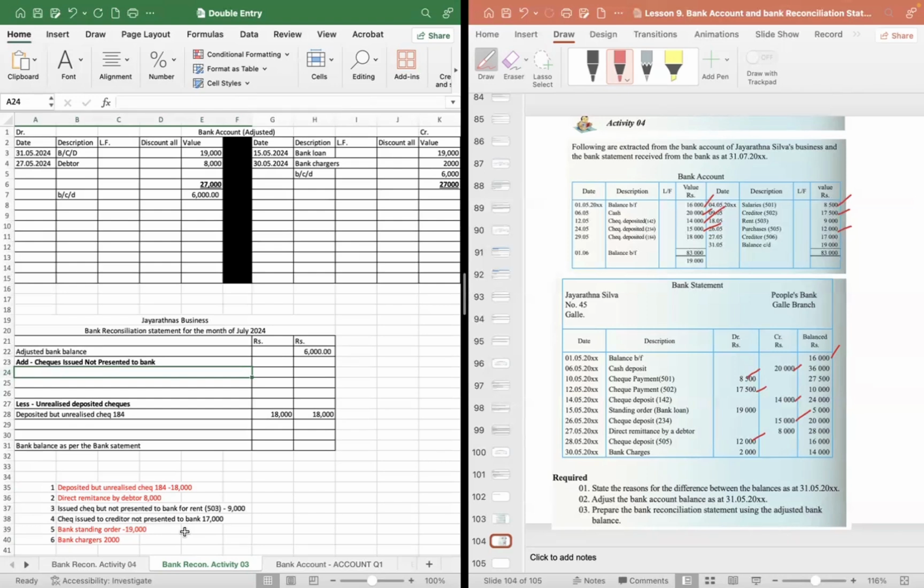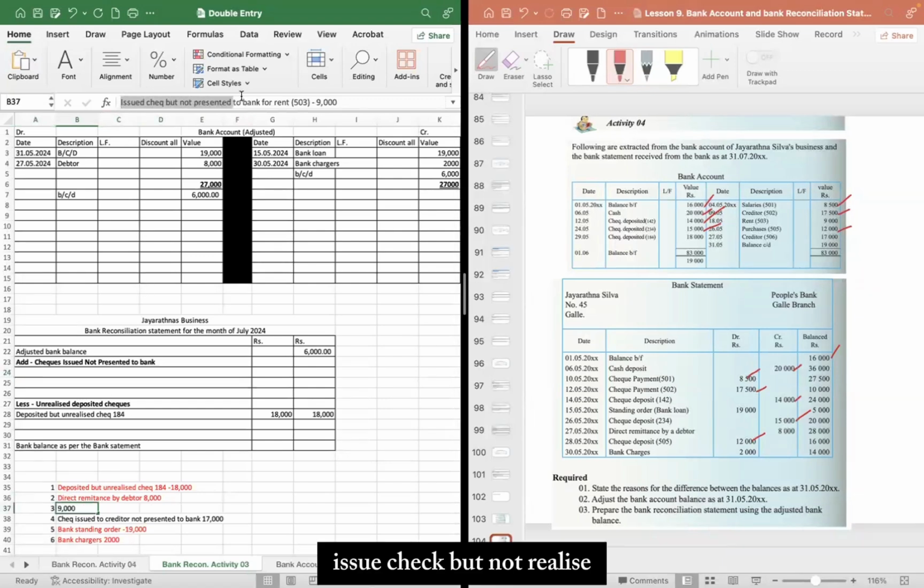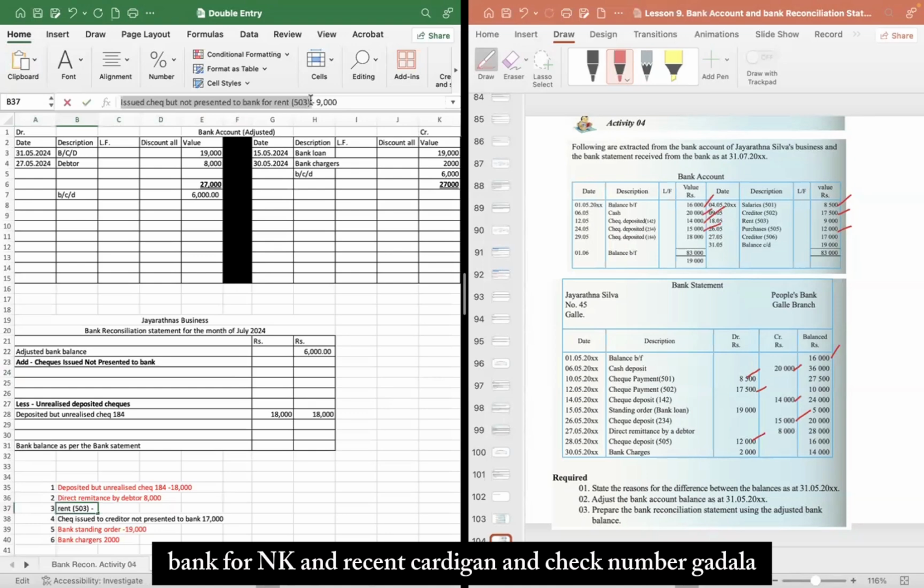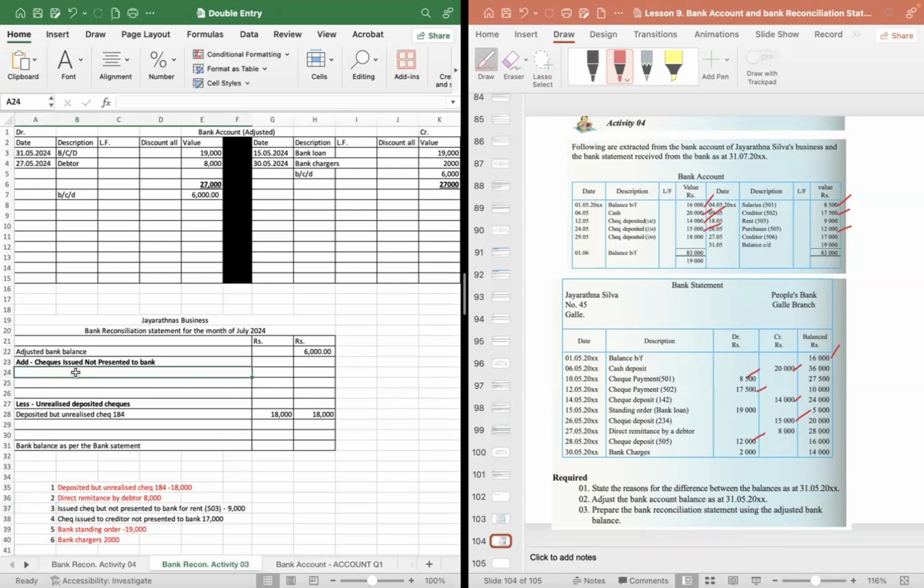මේ චෙක් එක ගත්ත කෙනා බැංකුවට දීලා නැහැ මේ චෙක් එක ගෙවන්න කියලා. එතකොට මම මගේ බැංක් account එක දැන් අත්‍තරම් බලුවොත් බොරුවට අඩු කරගෙන ඉන්නේ. ඒ හින්දා මම ඒක ආයි රිවර්ස් කරනවා. එතකොට මම මොකද කරන්නේ? ඉෂුව කරපු චෙක් එක නිසා බැංක් බැලන්ස් එක අඩු වුණා. නමුත් මේක ඇත්තටම බැංක් එකට ප්‍රසන්ට් වෙලා නැති නිසා මම මේක ඇඩ් බැක් කරගන්නවා. හරිද? එතකොට මම කරන්නේ issue check but not realized bank for rent කියන reason එක අරගෙන check number එක දාලා මම මෙතන 9,000 ලියා ගන්නවා. right?